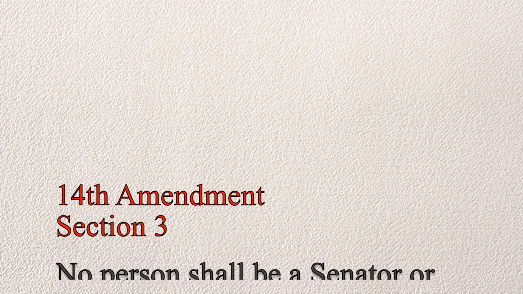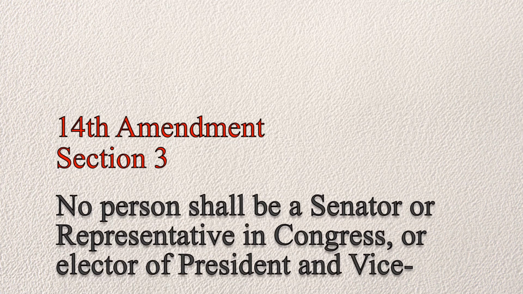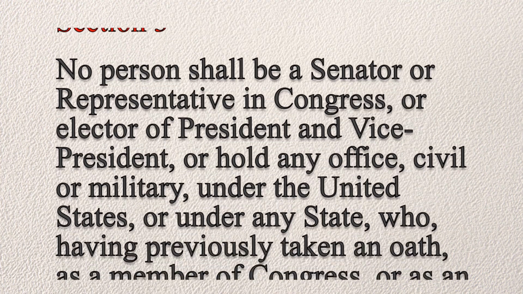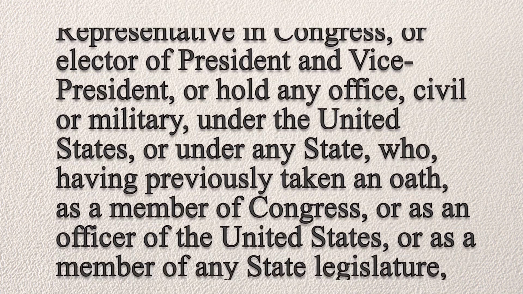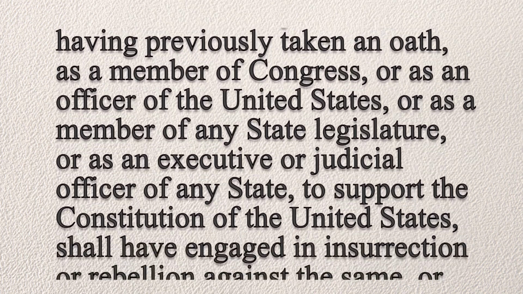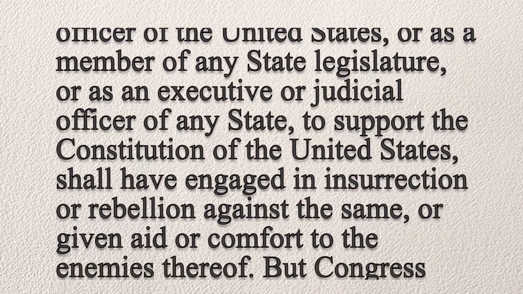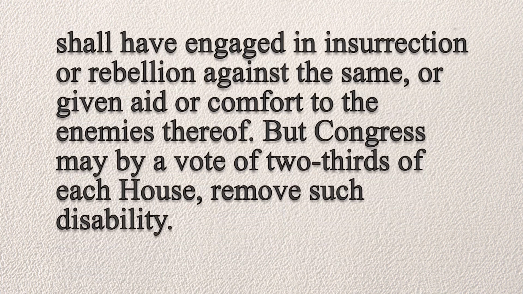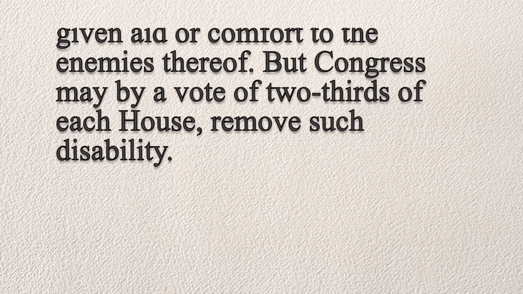Section 3 of the 14th Amendment, disqualification from holding office: No person shall be a senator or representative in Congress, or elector of president and vice president, or hold any office, civil or military, under the United States or under any state, who, having previously taken an oath as a member of Congress, or as an officer of the United States, or as a member of any state legislature, or as an executive or judicial officer of any state, to support the Constitution of the United States, shall have engaged in insurrection or rebellion against the same, or given aid or comfort to the enemies thereof. But Congress may, by a vote of two-thirds of each house, remove such disability. So that's Section 3 of the 14th Amendment.